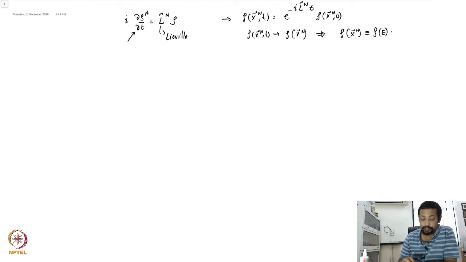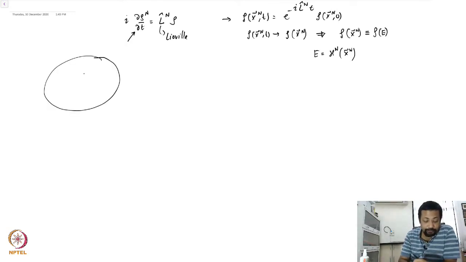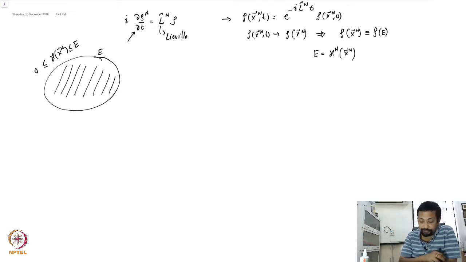this would essentially imply that rho of xn must depend only on the energy, where your total energy is given by the Hamiltonian, which is a function of xn. Now, we have been saying that in the phase space, when you allow all energies greater than or equal to 0, less than or equal to E, then E defines a surface and you have a volume contained within this surface, right?